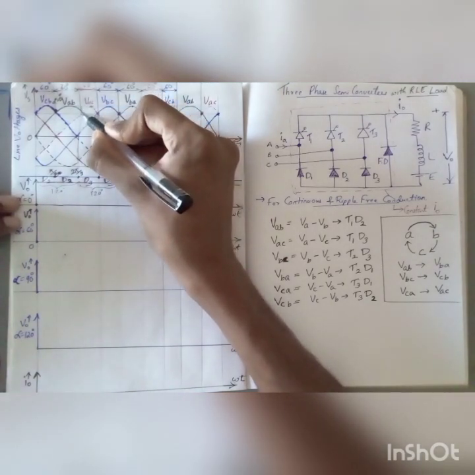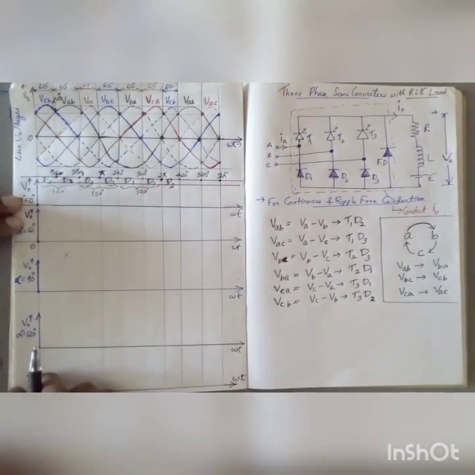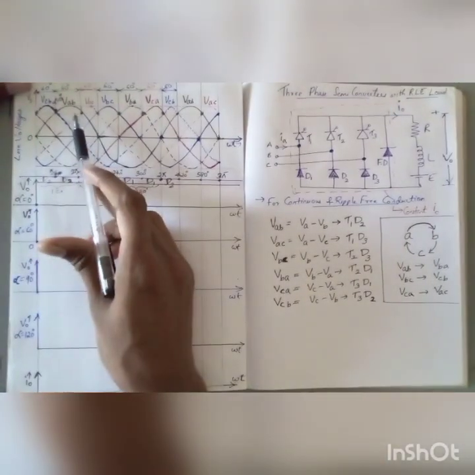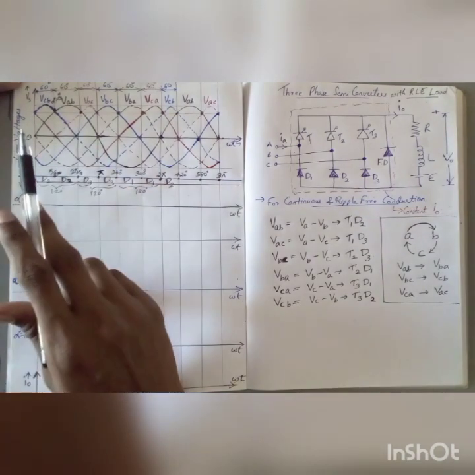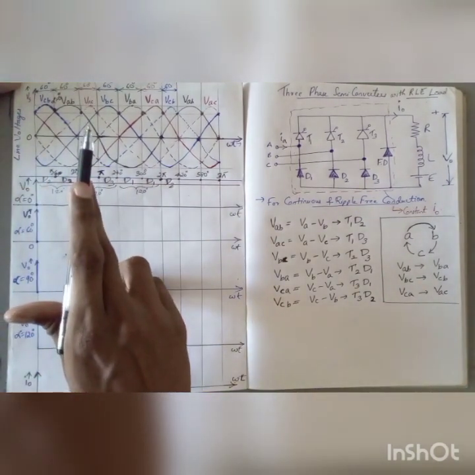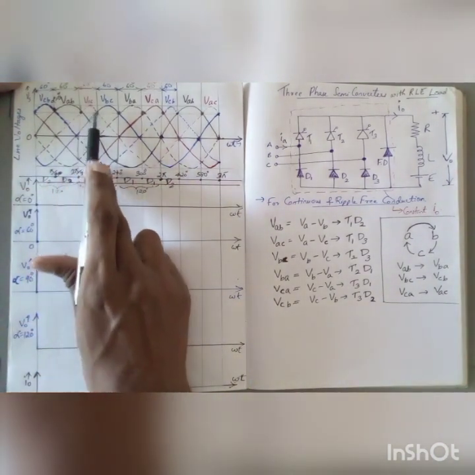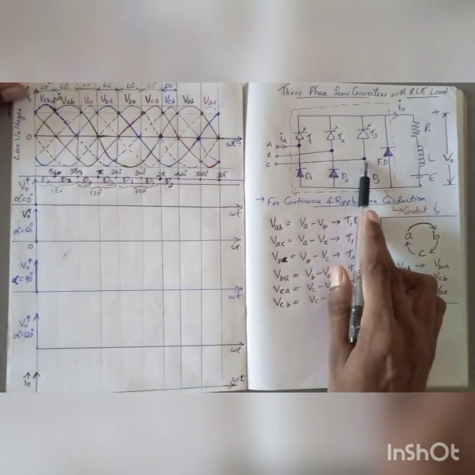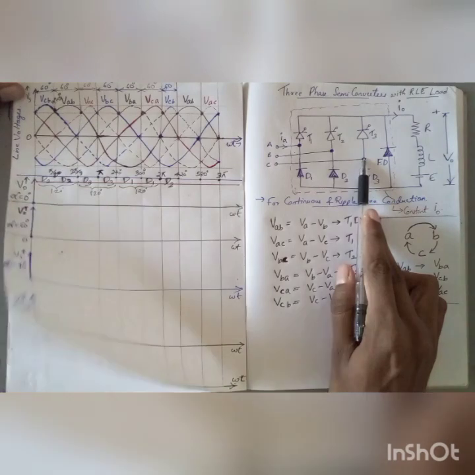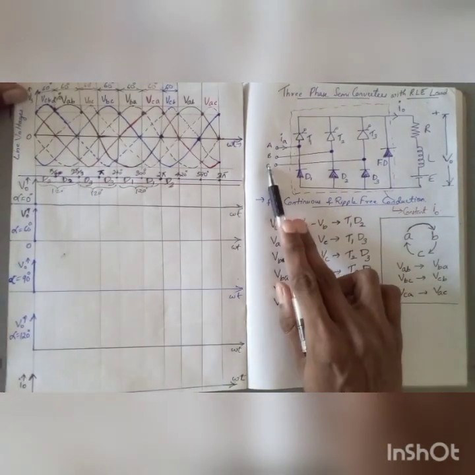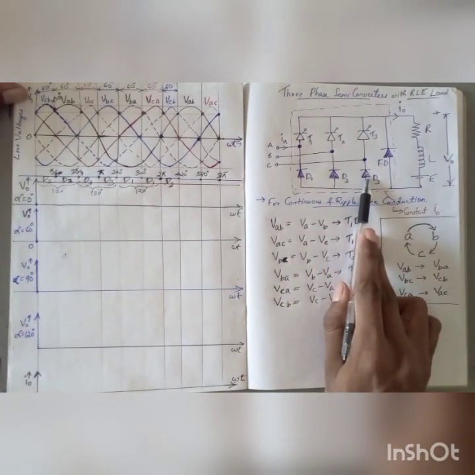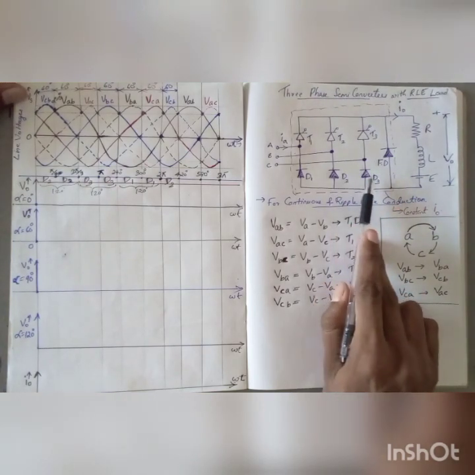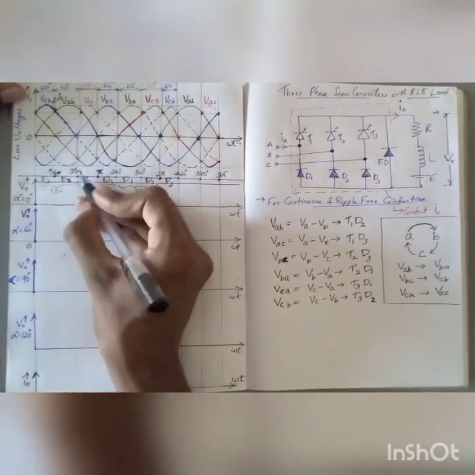What about after 120 degree? After 120 degree, VAC has become greater than VAB. VAC is greater means VA minus VC. Now VAC is greater when compared to other voltages, which means negative voltage is given to D3's cathode. So now D2 is not conducting, D3 is conducting, as I said before.